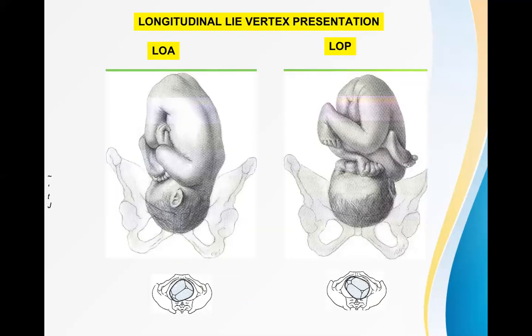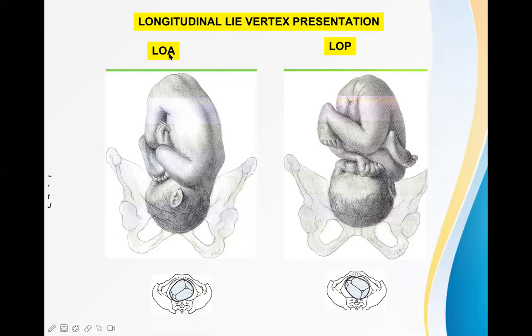Now, how much have we understood from this type of discussion? Let's go through this and identify them correctly. This is the longitudinal lie and vertex presentation. See this, the head is presented, but why is this called left occiput anterior? This is the answer you need to give by looking at this picture.